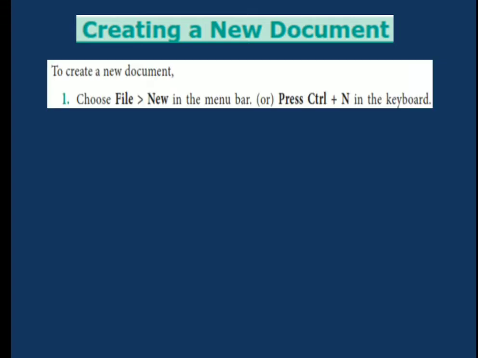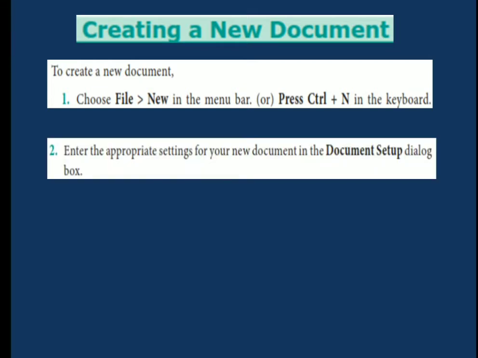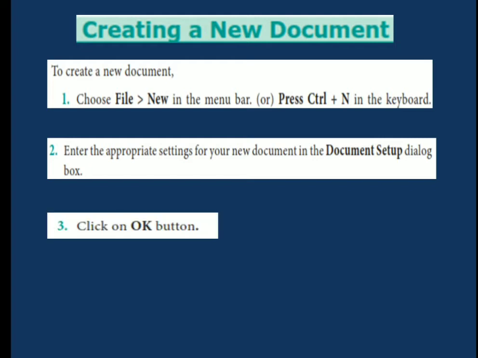Create a new document. First choose the File menu. In that File menu, choose New in the menu bar, or press Ctrl N on the keyboard. Enter the appropriate settings for your new document in the Document Setup dialog box. Next step, click OK, which means the new document is open.